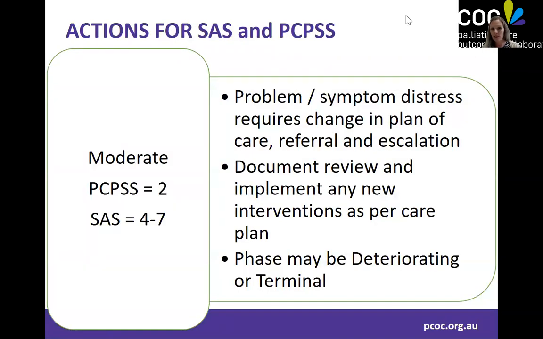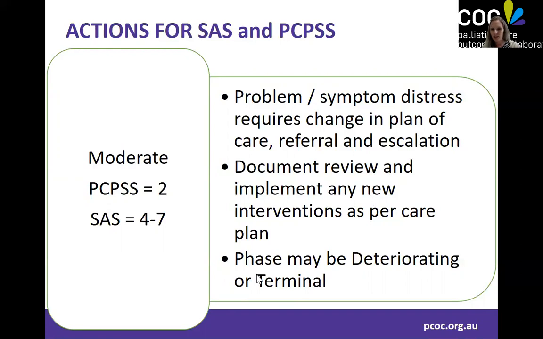This is also from our assessment and response protocol. It combines the SAS and PCPSS together to help inform care planning. So with the SAS, it's the range of 4 to 7. So in the moderate range, the problem and symptom distress actually requires you to change your care plan. It may require referrals and escalation to different members of the team. You need to document, review and implement any new interventions as per your recorded care plan.